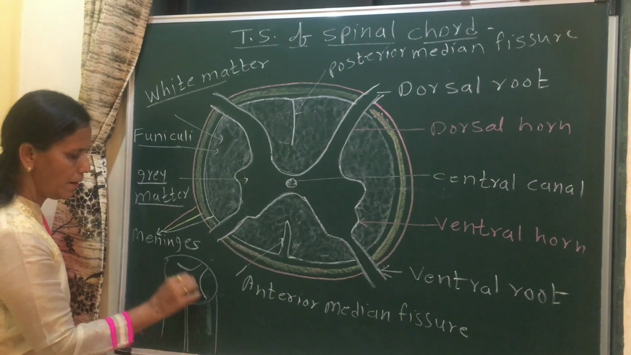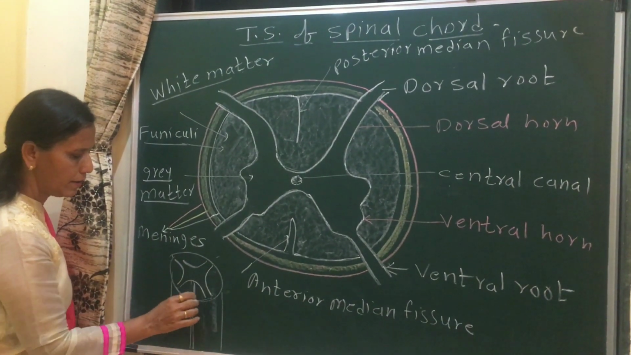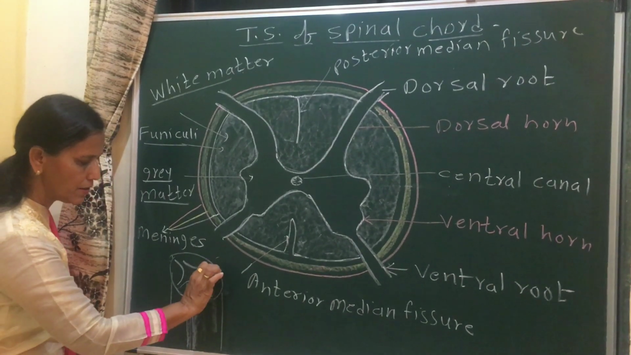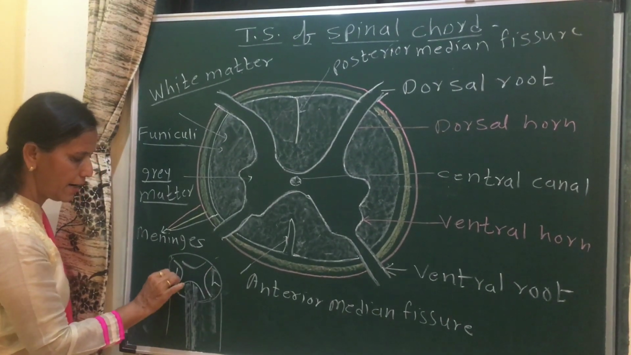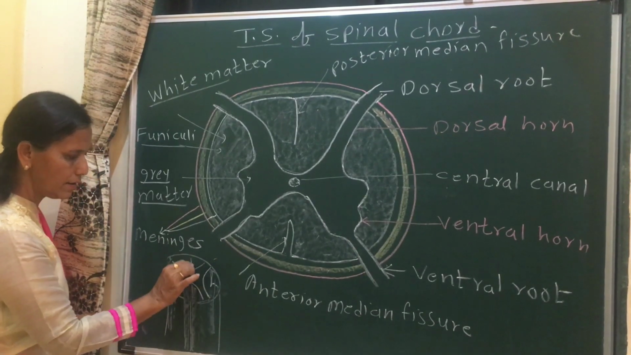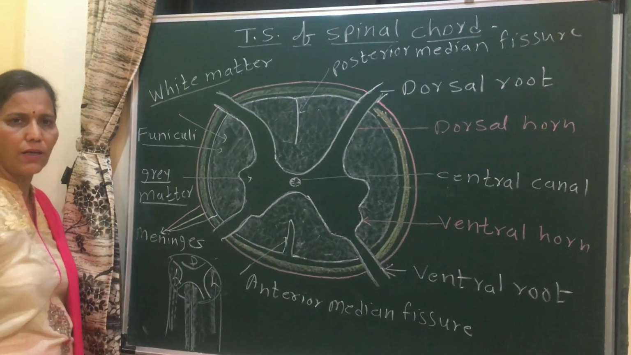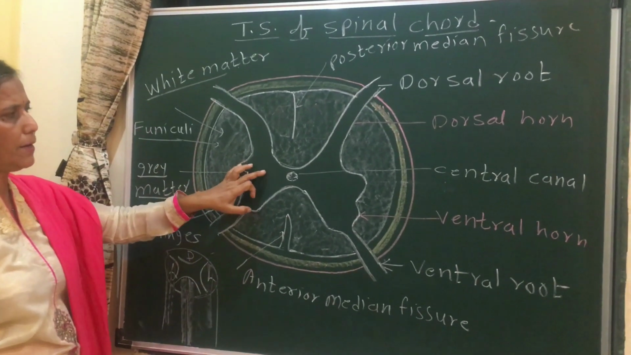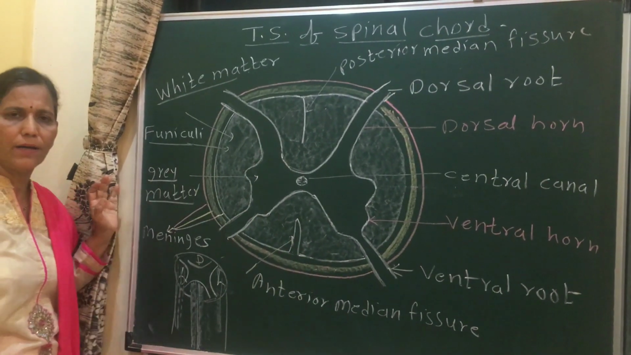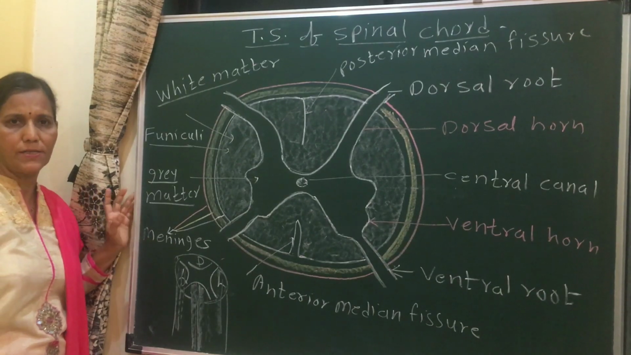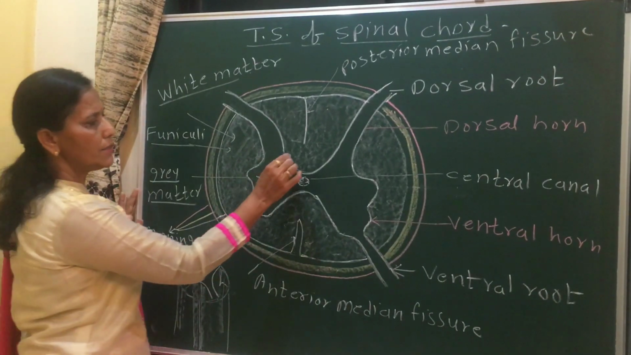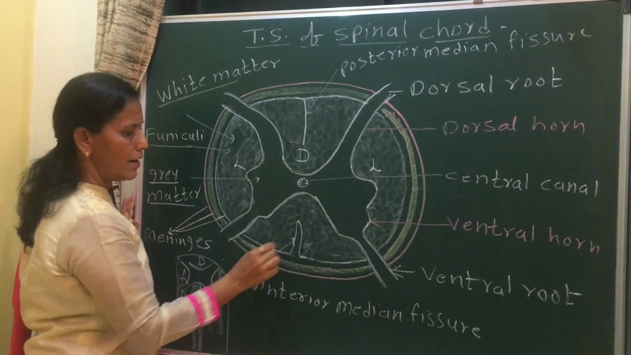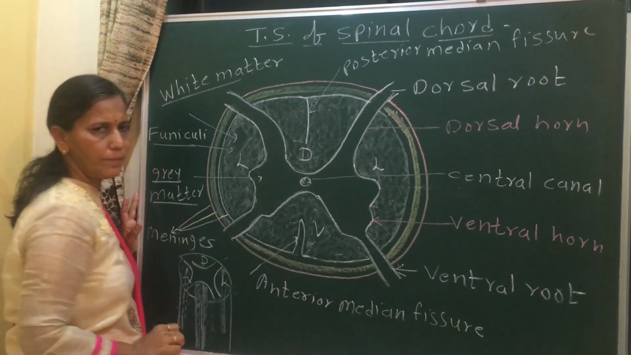This is the grey matter, and this is the ventral funiculus. These are the lateral ones, and this is the dorsal funiculus. Thus, this H-shaped grey matter divides white matter into three bundles or funiculi. This is the dorsal one. This is lateral, and this is ventral.